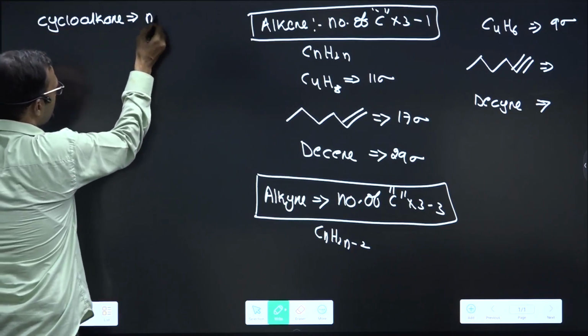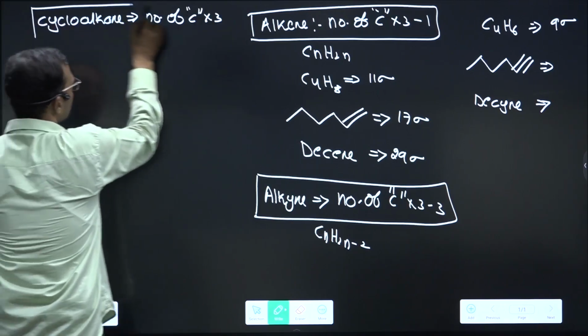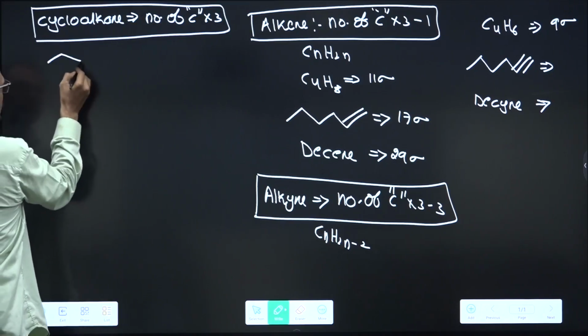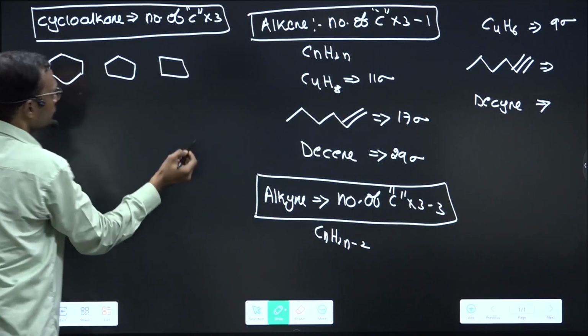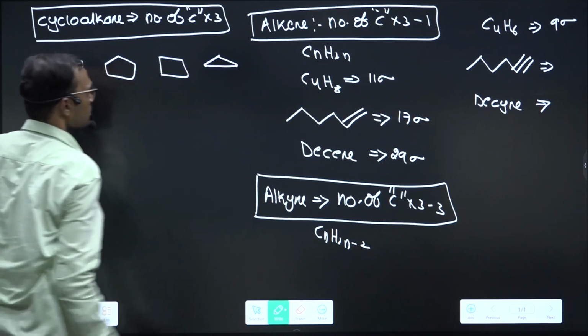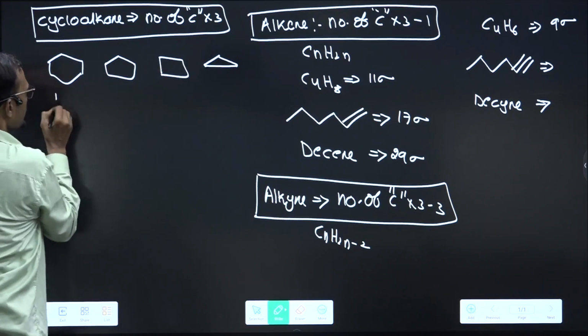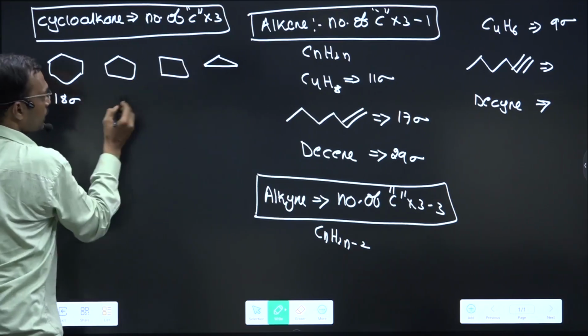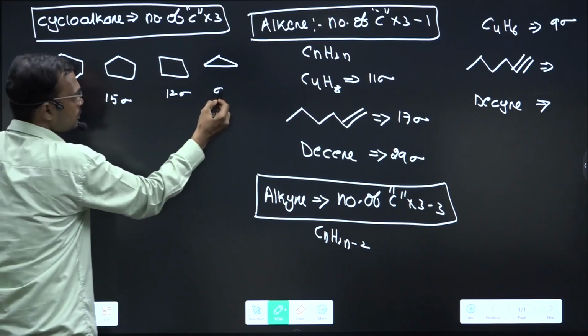Cycloalkane, number of carbons multiply with 3 only. Cyclohexane, cyclopentane, cyclobutane, and here cyclopropane. How many sigmas are there? Here how many sigmas? 6 into 3, 18 sigmas. 5 into 3, 15 sigmas. 12 sigmas. That is 9 sigmas.